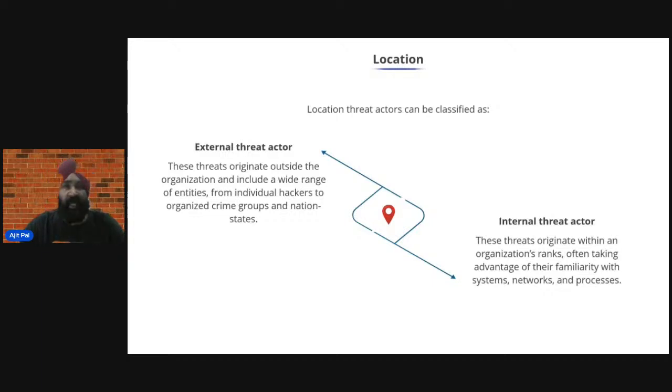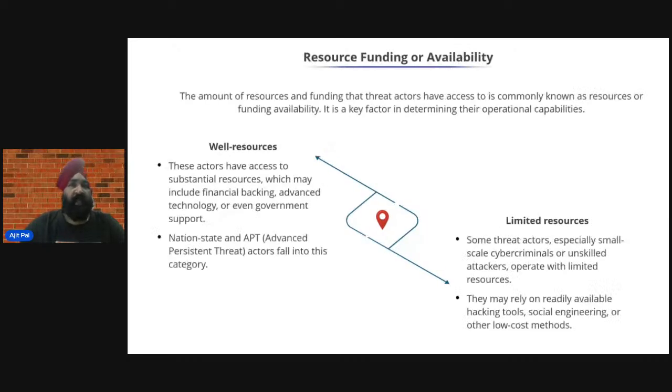Then it could be internal, the insider attackers. These are the people who are within your organizational ranks. There are many people who have access to your organization. It could be contractors, insider employees, or partners, anyone, depending. But these are the people who are aware of your systems, networks, and processes. Then you can also categorize on the basis of resources, funding, or availability, meaning the amount of resources and funding that is available to them.